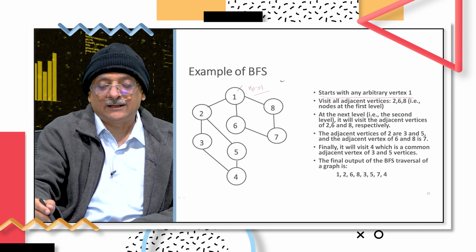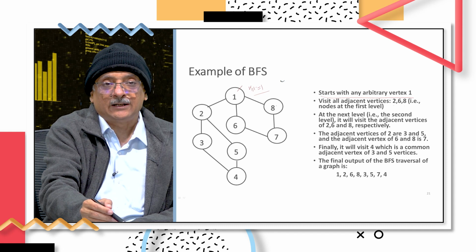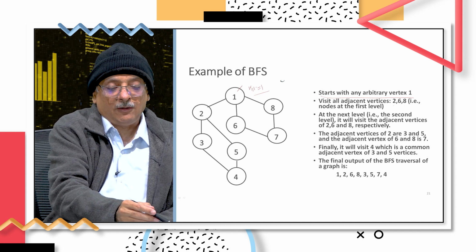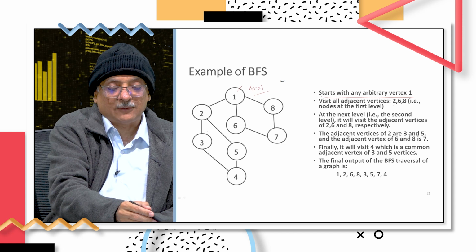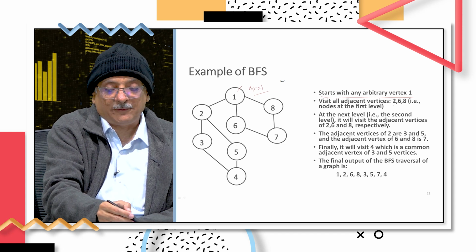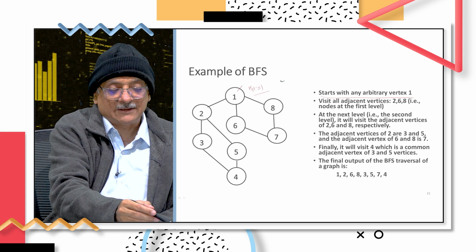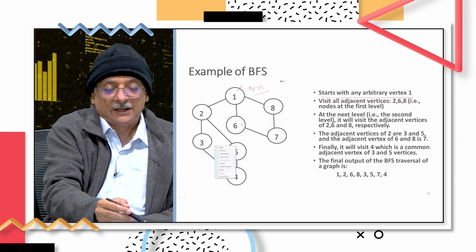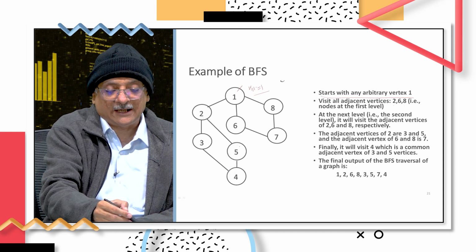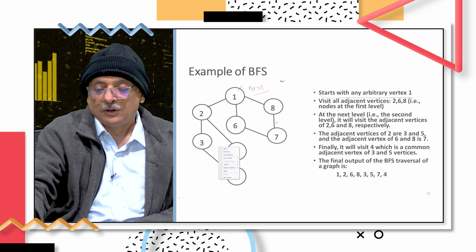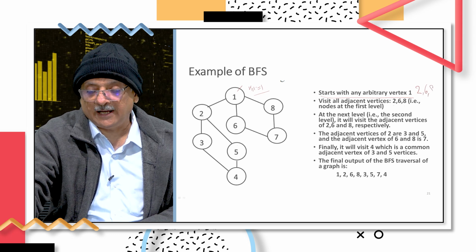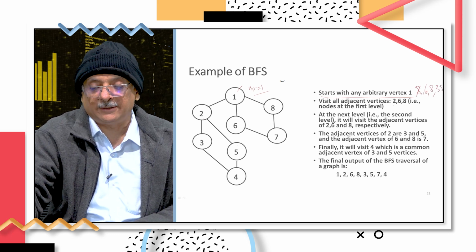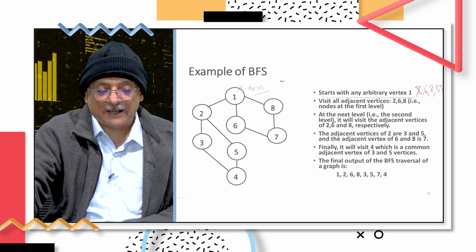All right. So at the next level, 2, 6 and 8 have been visited. Now at the next level, we will be visiting all the adjacent vertices of 2. The adjacent vertices to 2 are 3 and 5, right? So we will be visiting 3 and 5. After we visit 3 and 5, we will put them into the queue. So now the queue will contain 6, 8, 3, 5, as 2 has already been removed. So now this is my queue.